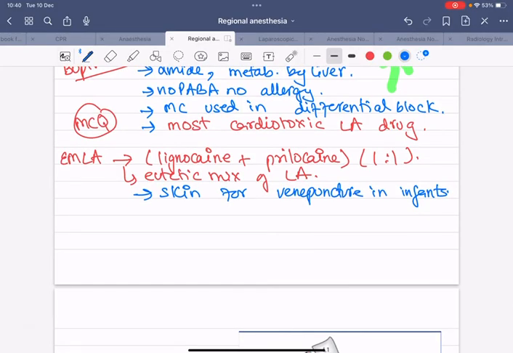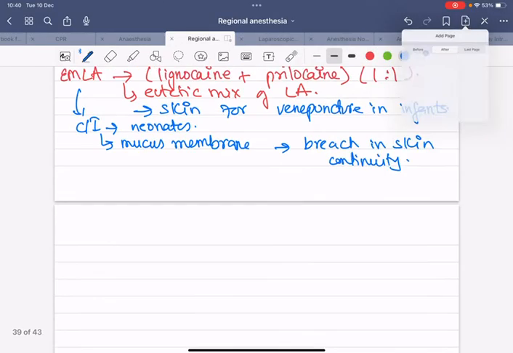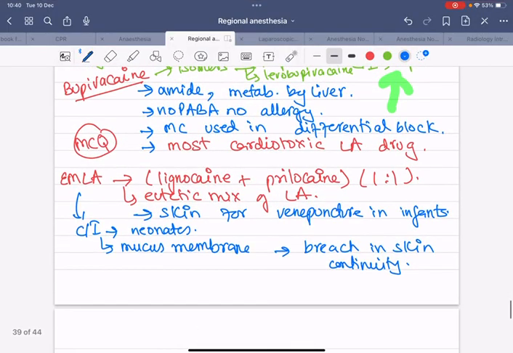Okay, EMLA cream. But please remember, it is contraindicated in neonates, contraindicated on the mucous membrane, and if there is any breach or damage in the skin continuity, then you are not going to use it. Okay, please remember it. Very important point. You must know this. Okay, EMLA cream. So it is a combination of lignocaine plus prilocaine.